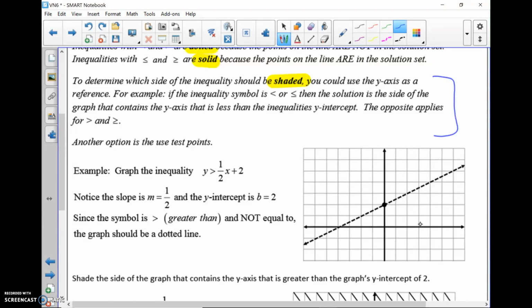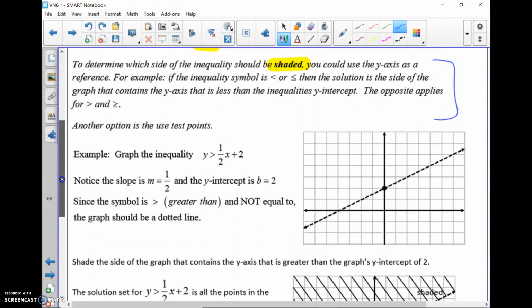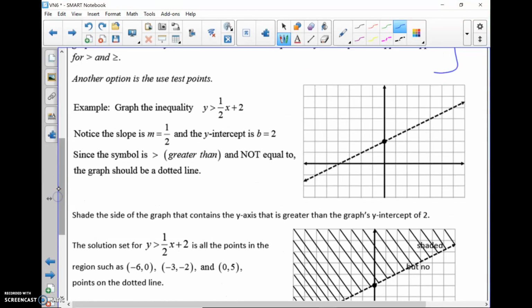So you could always use the y-axis. No matter where your y-intercept is, the greater than ones are above it and the less than ones are below it. But anyways, I'll go over that when we do some other examples. This one here, to graph this one, which is y is greater than 1/2 x plus 2.